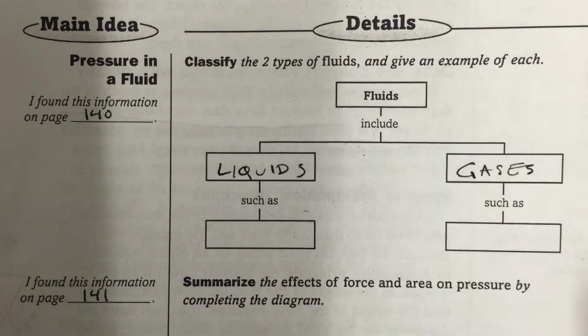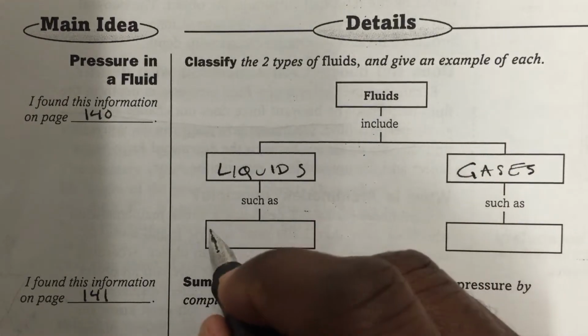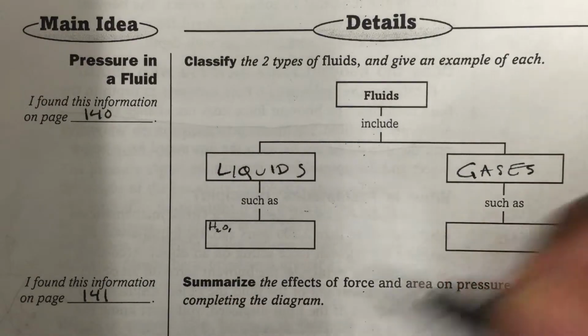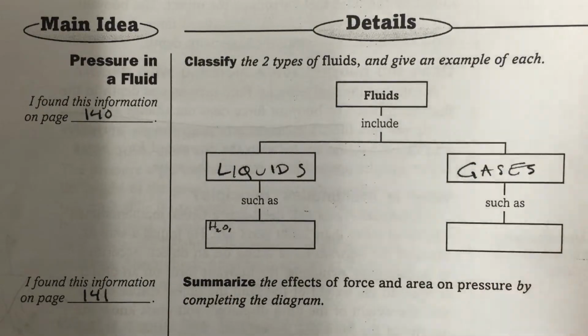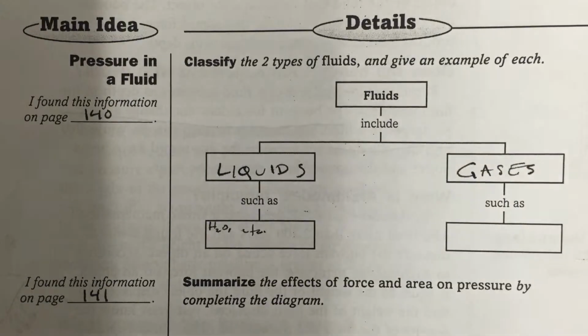Okay, and liquids here, you could put a lot of different things. You only have to put one example. You could put water, milk, juice, alcohol, a lot of different things. You could put anything here. I'm just going to put etc. because it could be a lot of things.